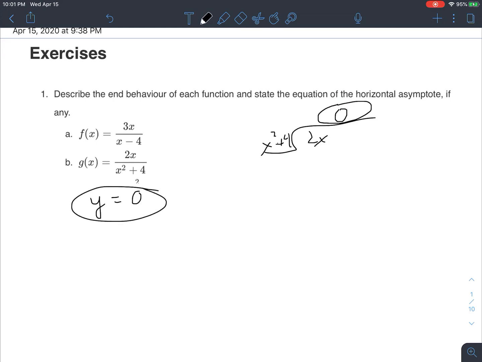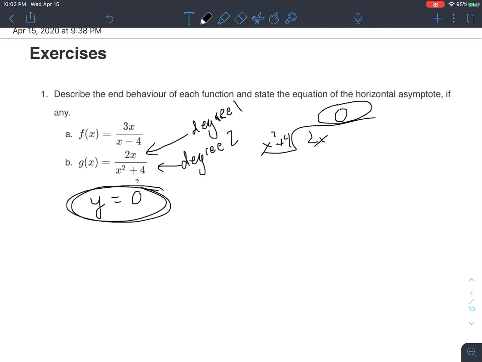The easiest way to do that, though, guys, is you should know that if you have degree 1 on top and degree 2 on the bottom, then you're definitely going to have an asymptote of y equals 0.